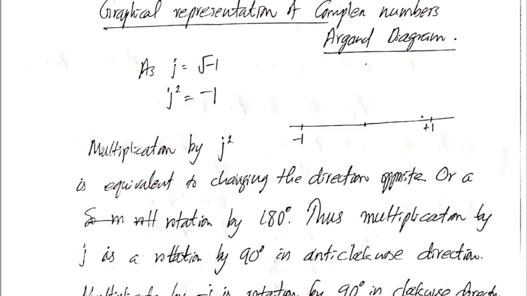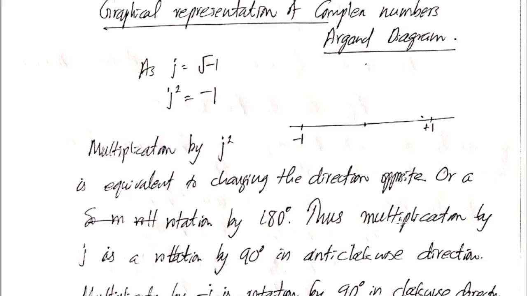So if we multiply a vector with j square, it is equivalent to reversing the direction of the vector, or we can say a rotation by 180 degrees. For example, here in this diagram, plus 1 is in this direction. If that plus 1 is multiplied by j two times, j into j, that is j square, it becomes minus 1. So if a quantity is multiplied with j two times, it is a rotation by 180 degrees.